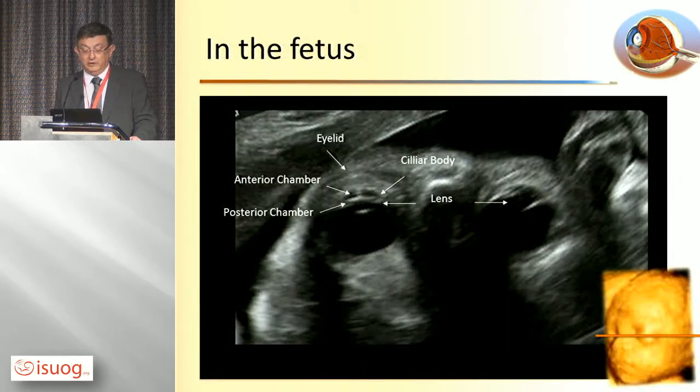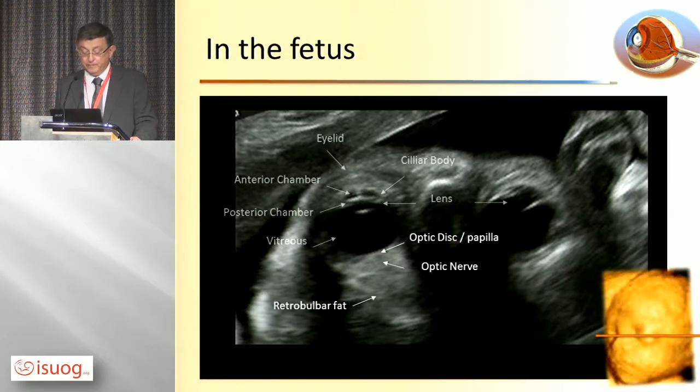And how in the fetus? In the fetus, when you look at the eye, first of all, you have the eyelid, the anterior chamber, the lens, the posterior chamber. In the posterior, here you have the retrobulbar fat that is usually triangular, and it changes in echogenicity through pregnancy. It starts being very, very hypoechogenic, and in the third trimester is completely echogenic, white. And inside you can see the optic nerve and the optic disc, the papilla.